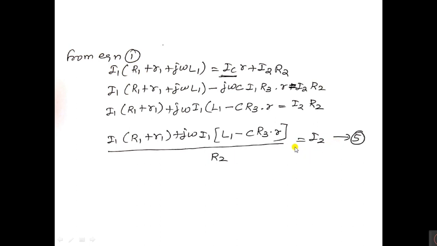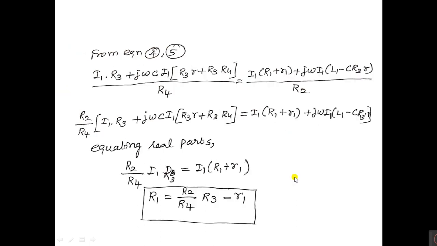Expression 4 also gives I2, expression 5 also gives I2. So both are I2 equations only, so I am going to equate both. Expression number 4, expression number 5, I am equating on both sides. Now I bring this R2 in the numerator of the left hand side equation. So I am getting R2 divided by R4 into I1 R3 plus j omega c I1 R3 R plus R3 R4, that is equal to I1 into R1 plus small r1 plus j omega I1 into L1 minus C R3 into small r.